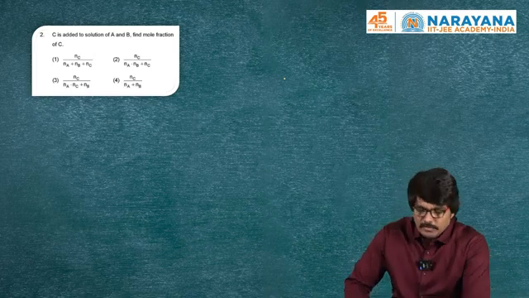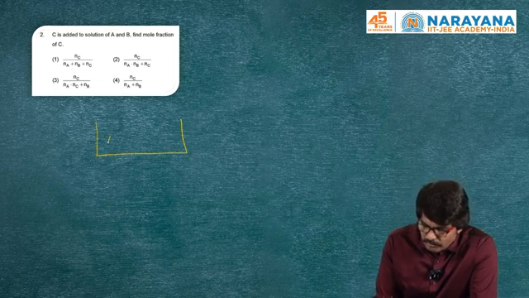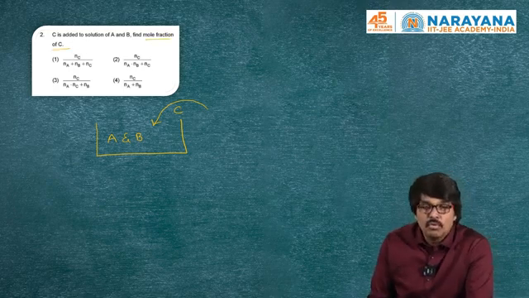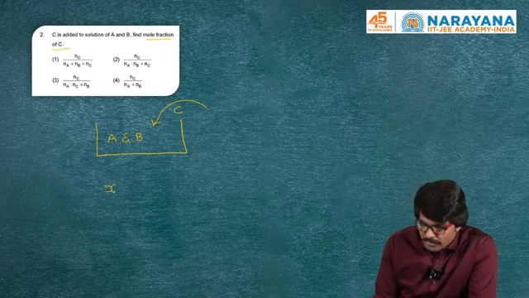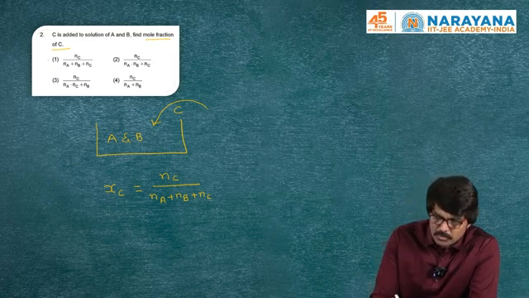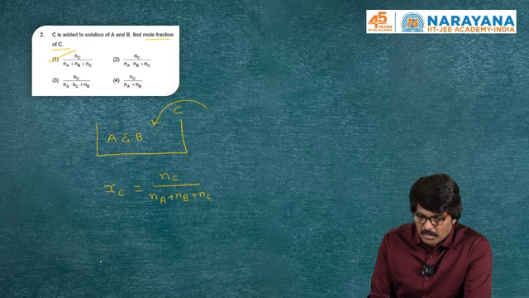So here is the second question. This question says C is added to a solution of A and B. So we have a solution of A and B, and you are adding another component to this, that is C. The question is about the mole fraction of C. Mole fraction of C can be written as the number of moles of C by the total number of moles of the components present in the solution. That is nC by nA plus nB plus nC. So the answer to the question will be the first option. It is a simple question, he was asking the mole fraction.